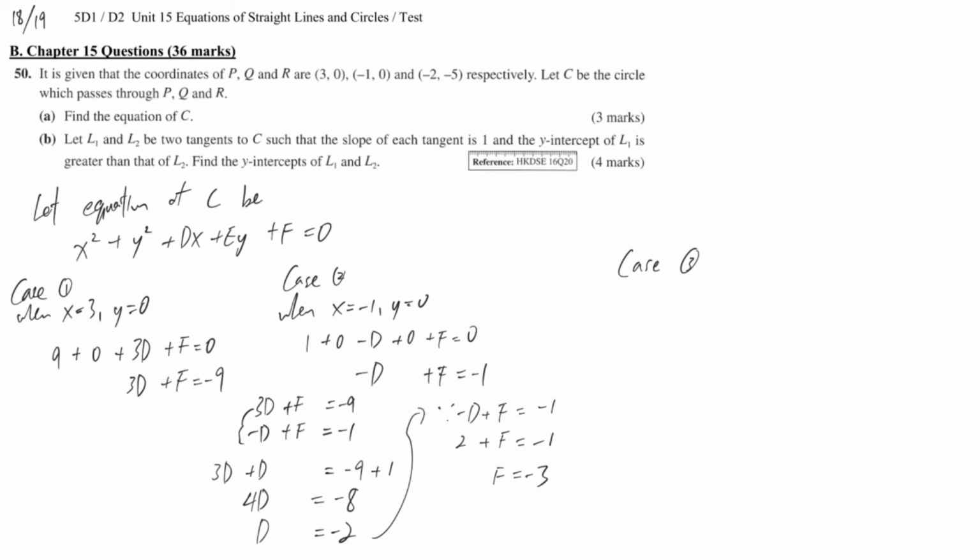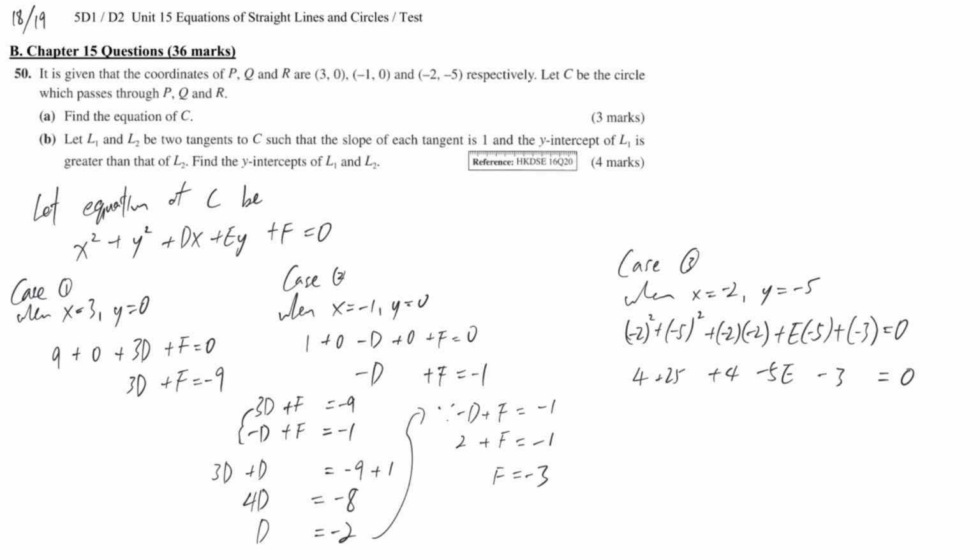The first case, when x is equal to -2, then y is equal to -5. So we have -2 squared plus -5 squared plus d, which we already know is -2, times x, and then plus e, which is unknown, and f we already know is -3, is equal to 0. So we have 4 plus 25 plus 4 minus 5e minus 3 equal to 0. 5e equal to 30, which means that e is equal to 6.